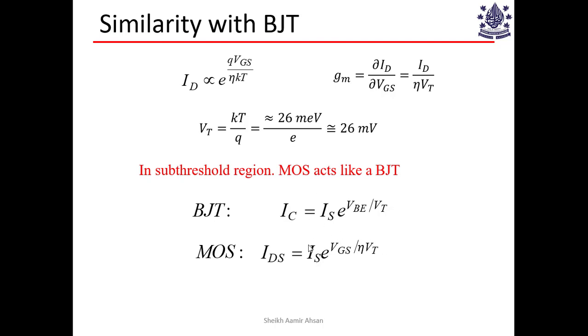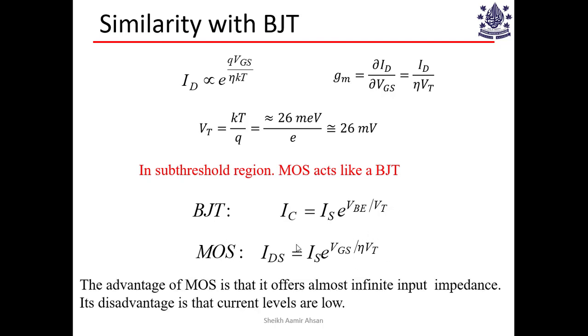Now this IS may not be the same as this IS because it's a different thing. This is a saturation current and this is something else. But focus on this part, the exponential part. Okay, this does look similar. An advantage in BJT is that the currents are definitely higher. They are far higher than what you usually see in MOSFETs.